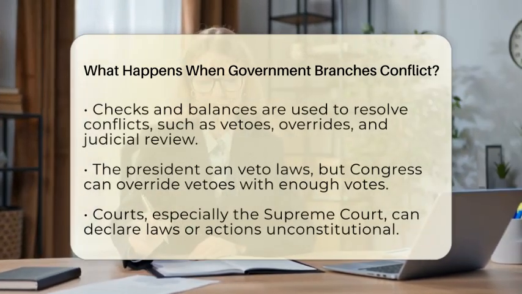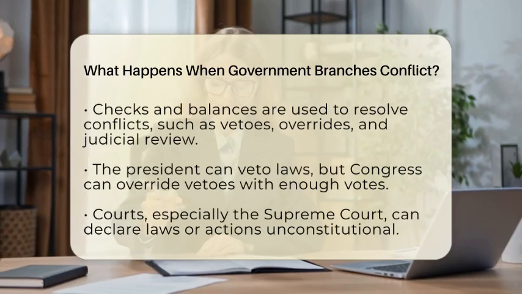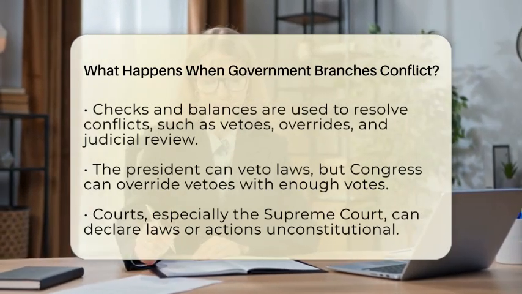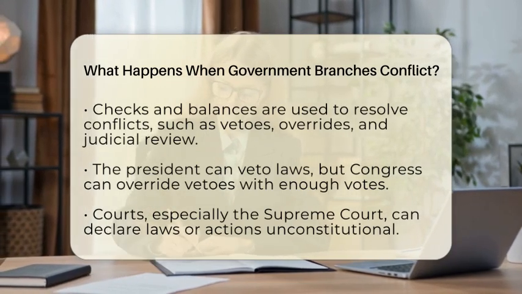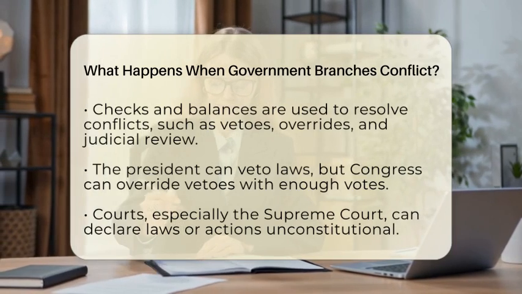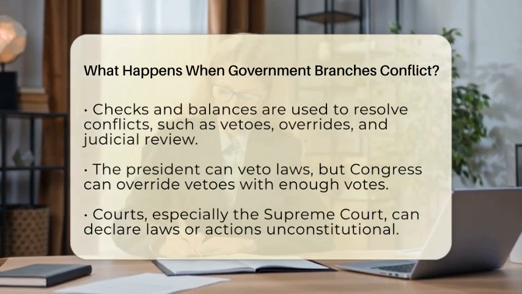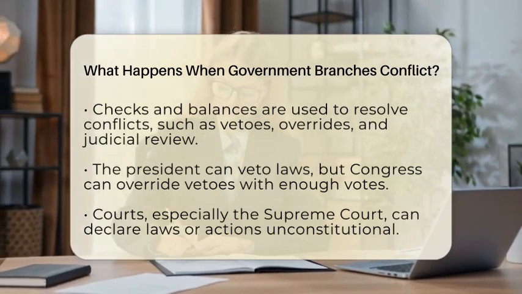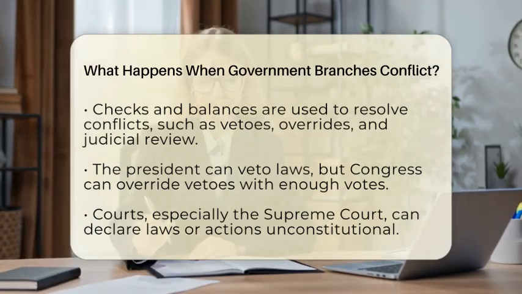One of the main tools is checks and balances. For example, the president can veto a law passed by Congress, but Congress can override that veto with enough votes. The Senate confirms or rejects presidential appointments, and courts can declare laws or actions unconstitutional. This system makes sure no one branch becomes too powerful.